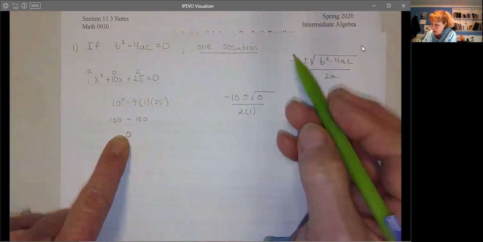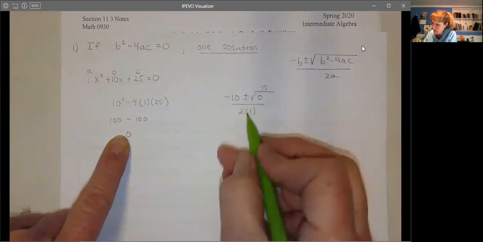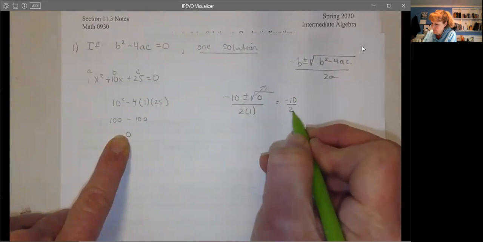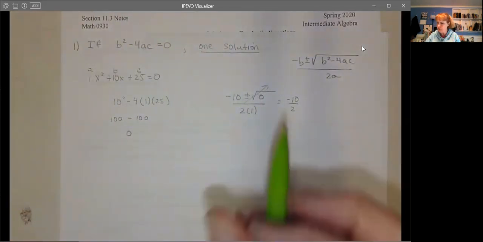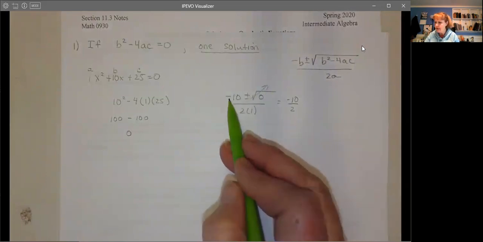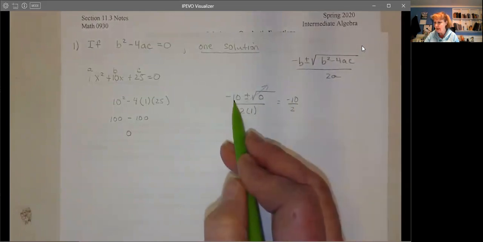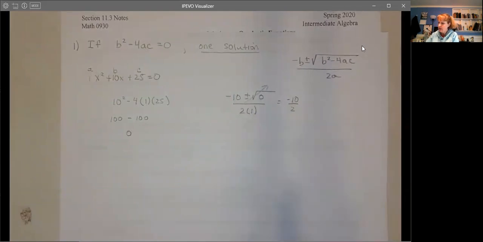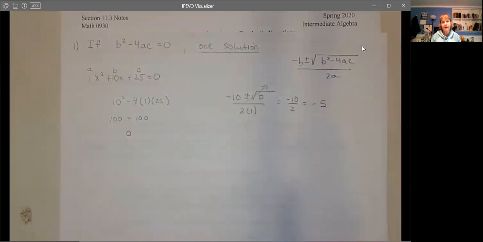Because that's 0, that's gone. So we end up with negative 10 over 2. We end up with just one solution because our plus or minus that would have given us 2 solutions is gone. A negative 10 plus 0 is a negative 10, and a negative 10 minus 0 is also a negative 10. So you end up with one solution of negative 5.